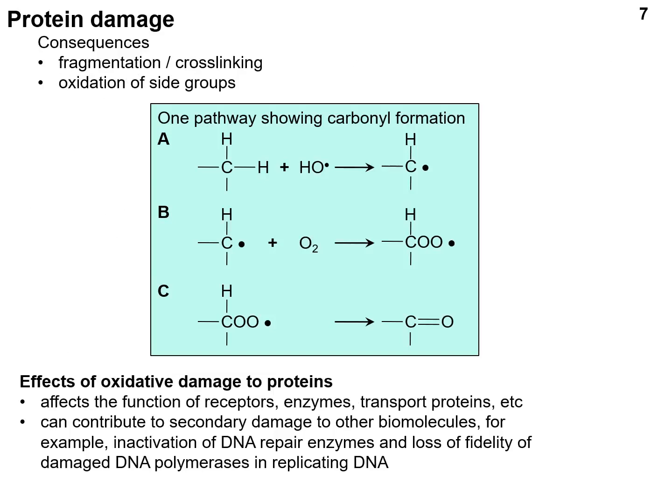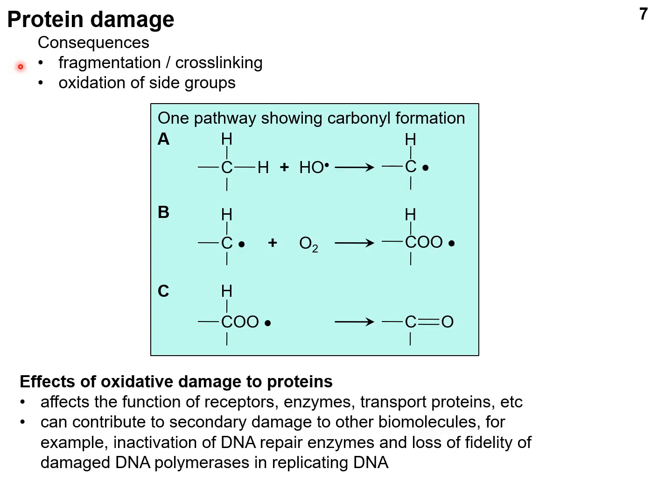Turning our attention to proteins, you saw on an earlier slide that proteins are probably where most of the oxidative damage is going to occur. So we can have oxidation of side groups, so the amino acid side groups of proteins. We can also have fragmentation of the polypeptide backbone, and we can also have cross-linking to other proteins.